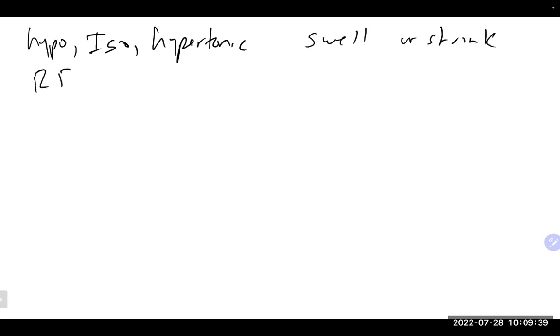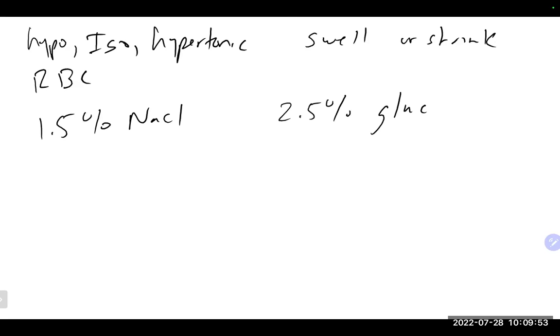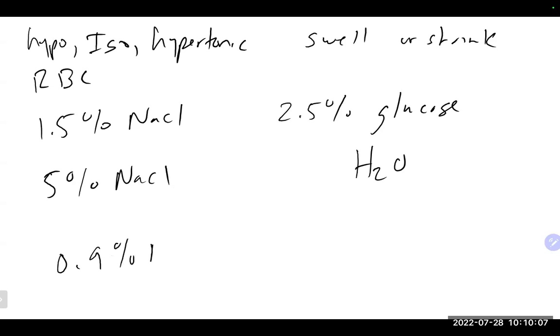If we take a red blood cell and put it in a 1.5% sodium chloride solution, a 2.5% glucose, a 5% sodium chloride solution, if we put it in some pure water, and let's do a 0.9% sodium chloride solution. All right, so for each of these cases, what type of solution are we dealing with, and will it swell or shrink, go through hemolysis or crenation? Okay, let's take a look.